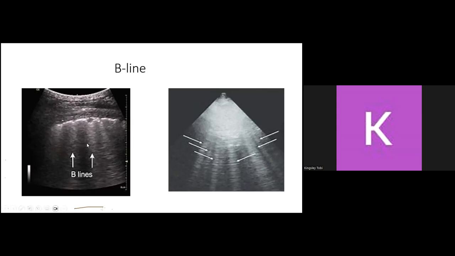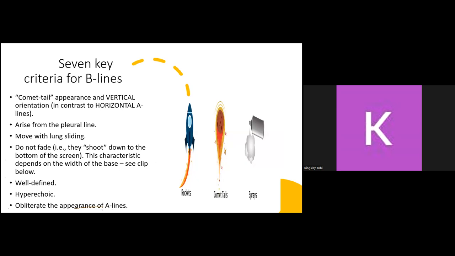On the left side, these are B lines, about 1, 2, 3, 4. On this side, we have 1, 2, 3, 4, 5, 6, 7 B lines. So the number of B lines will tell you the severity of pulmonary edema. All right, there are some key criteria for B lines.